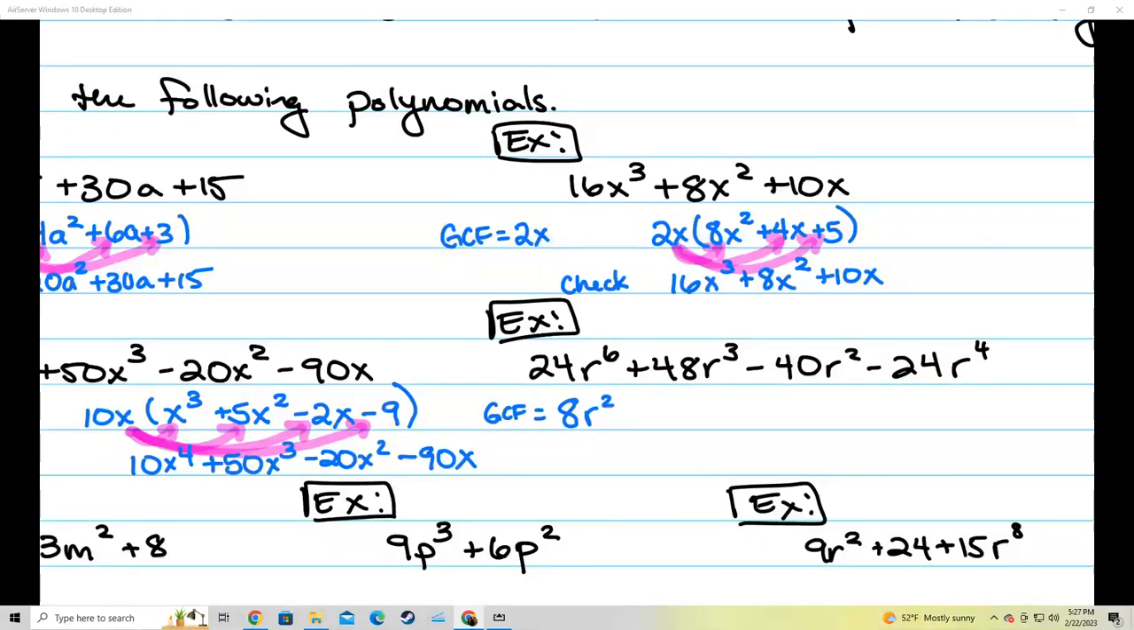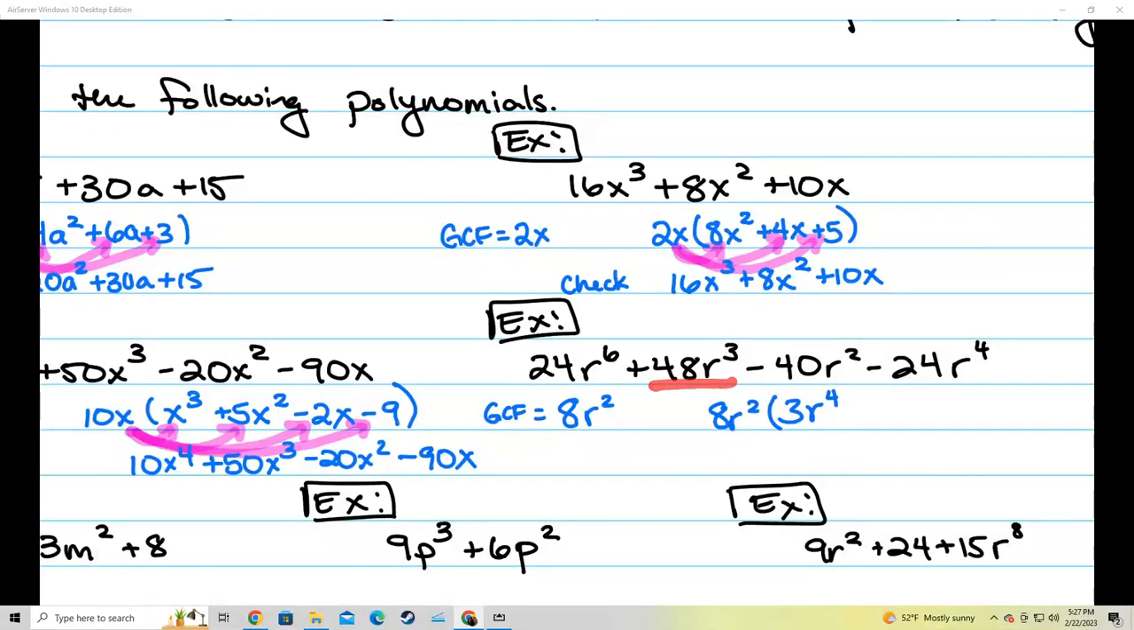I'm going to start off with an R squared. So I think the GCF is 8R squared. Let me go ahead and factor that out. So I'm going to pull out an 8R squared first. And now I need to get everything back. 8 times what is going to give me the 24? That would be a 3. And R squared, I'm trying to get to R to the 6. That means I need 4 more of those R's. So I'm going to put R to the 4th. I'm done with the first term.